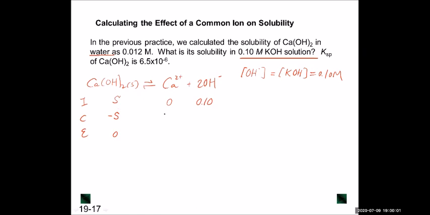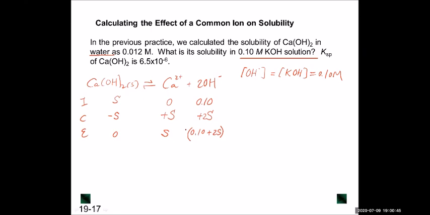And the calcium should change by positive S. How much is the hydroxide change? Okay, what is the change in the hydroxide? Anyone can tell me? S. Yeah, plus 2S. Yes. Plus 2S. And then we find that over the end. This is S, and this is 0.10 plus 2S. That's the end.